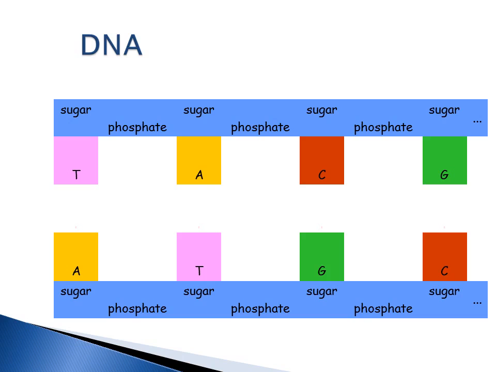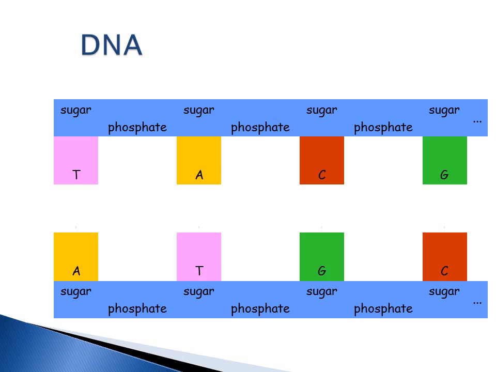And on the opposite strand, if you have a T on one strand, you are going to have an A on the other strand, right across from it. And the nucleotide bases are bonded together through hydrogen bonds. If you have a C, you're always going to find a G on the opposite strand. If you have a G, you're always going to find a C.